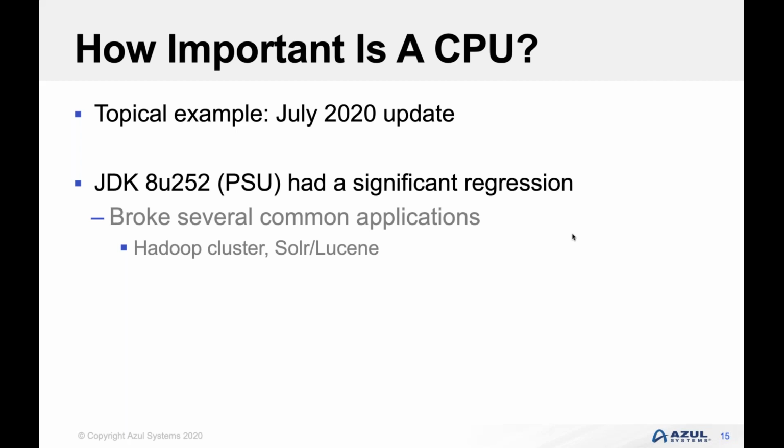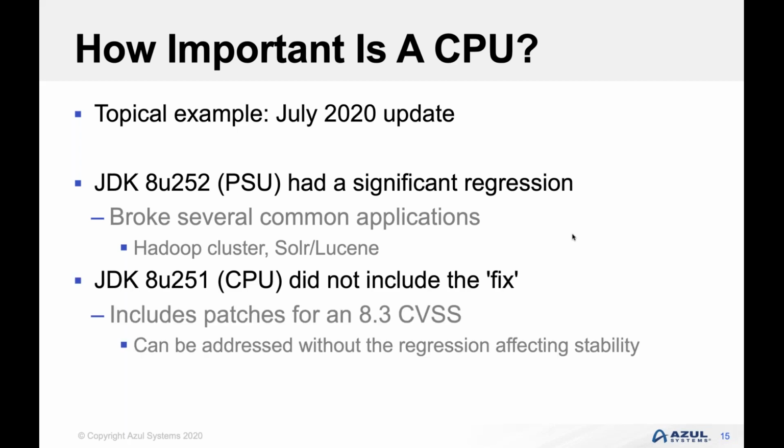JDK 8 update 252 had a significant regression. And by that, what I mean is that somebody put a fix into JDK 8 update 252, which fixed one thing, but it unfixed something else. So it actually broke some code. And there were several common applications, things like Hadoop Cluster, Solr, Lucene, which were broken by a fix that was included in update 252. If you had access to the CPU, that didn't include that particular fix. So the fix was part of the PSU, but it wasn't part of the CPU because it wasn't security related.